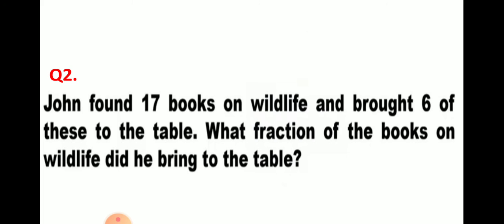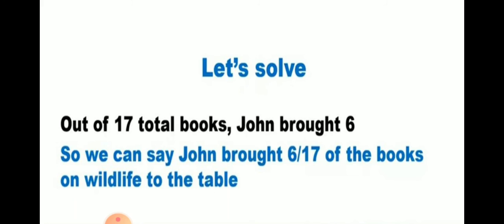Let us see question 2. John found 17 books on wildlife and brought 6 of these to the table. What fraction of the books on wildlife did he bring to the table? So here first we will write the total number of books on wildlife, which is 17. And then we will see how many books he has brought out of the total books to his table. So there are 6. So we can say that John brought 6 upon 17 of the books on wildlife to the table.